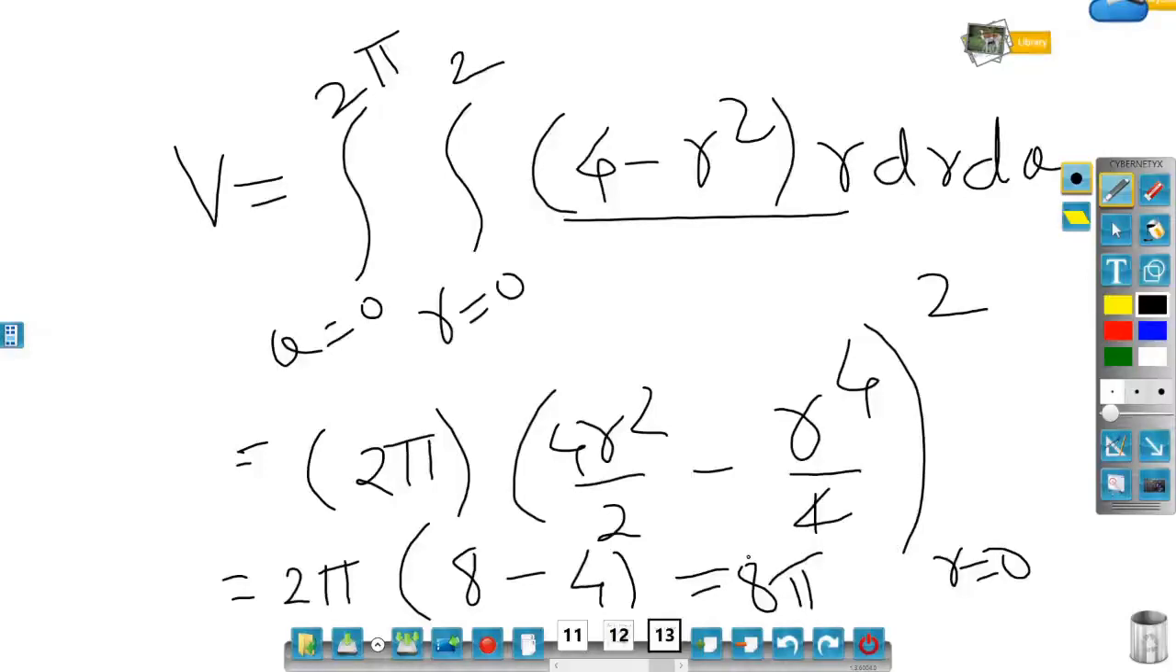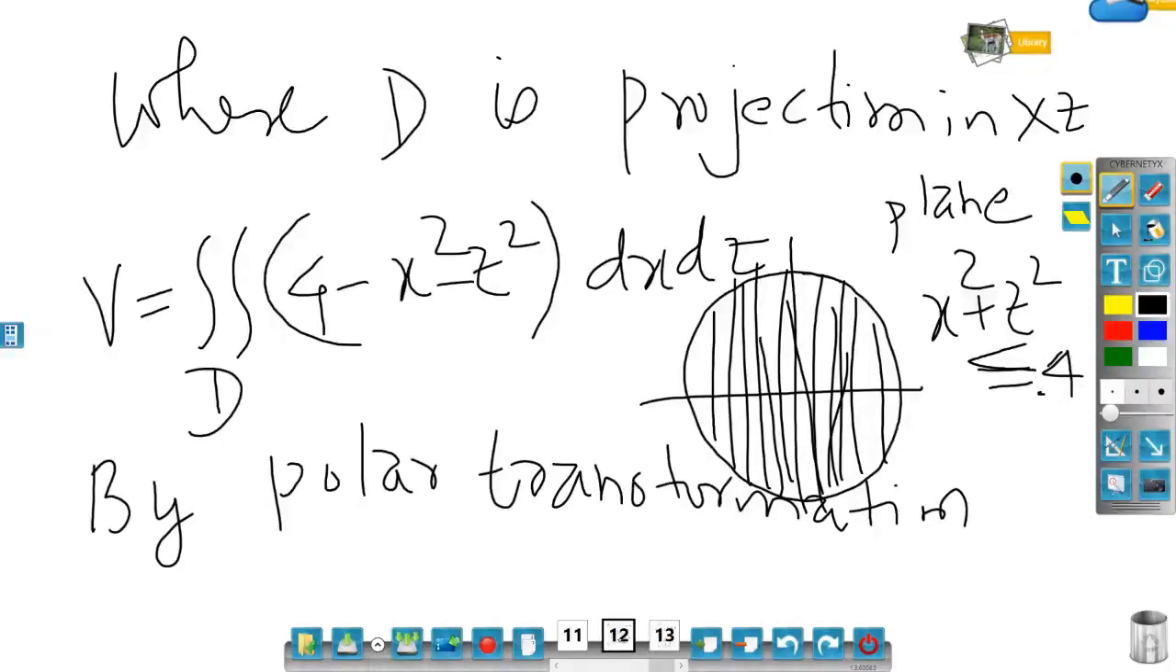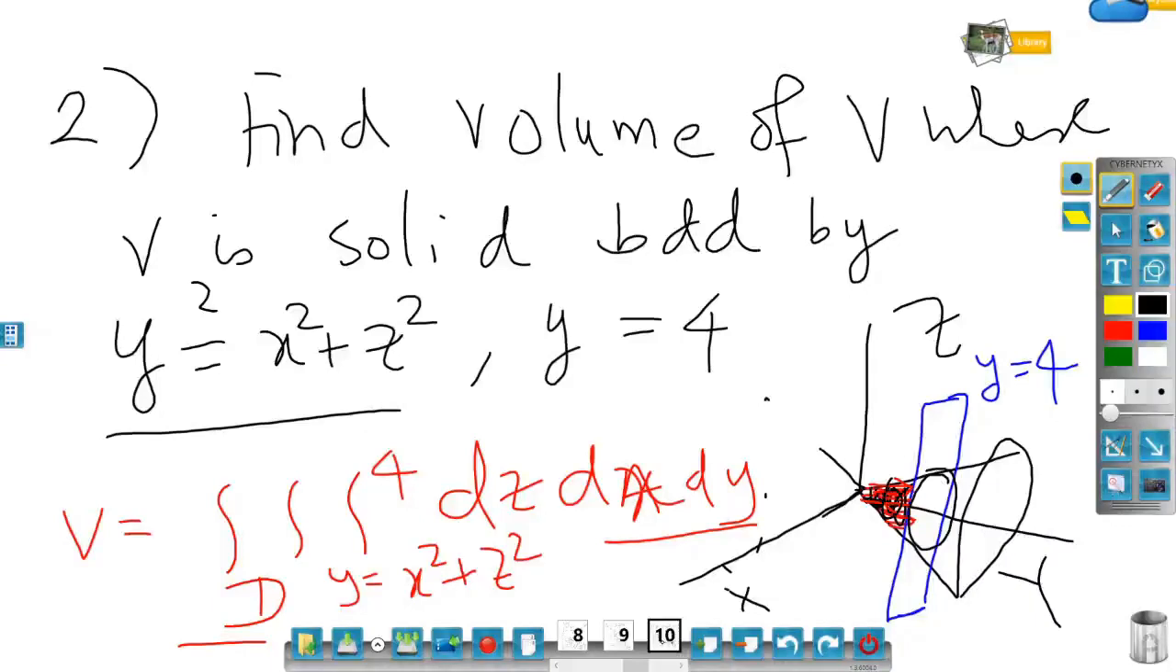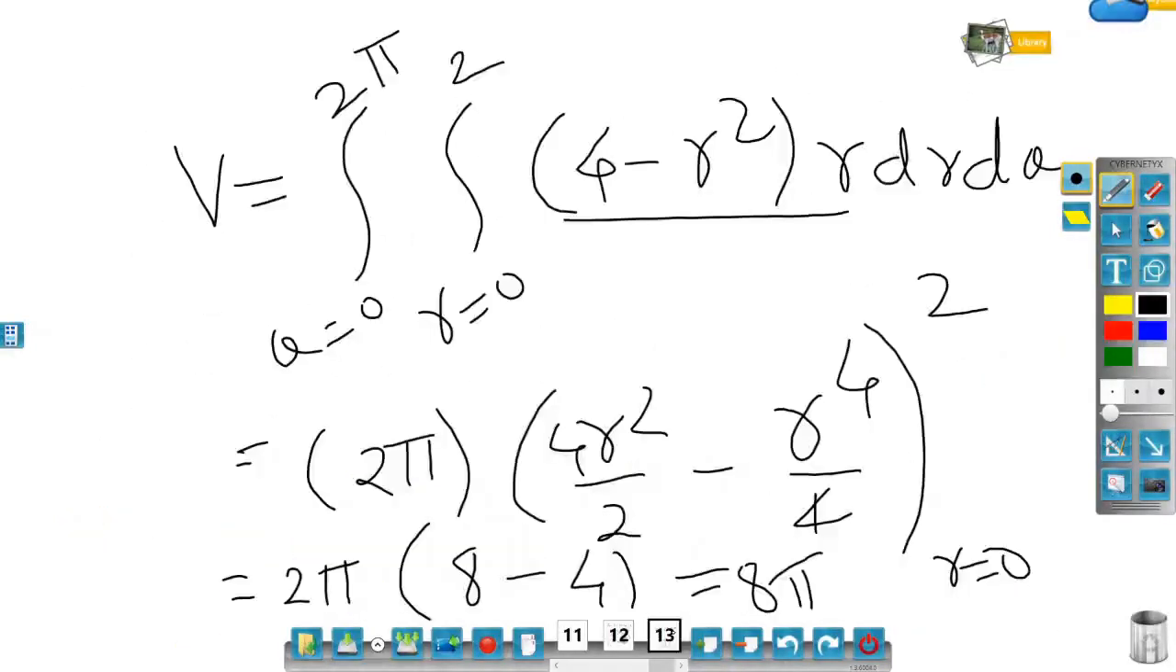So you can see that using triple integration we were able to find the volume of the region which is bounded by this given region. So triple integration has a lot of applications. Finding volume is one of the applications.